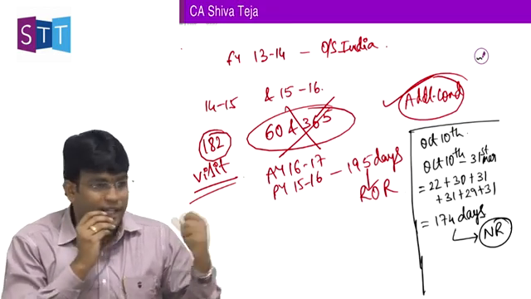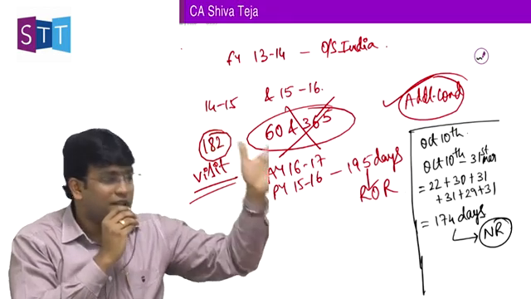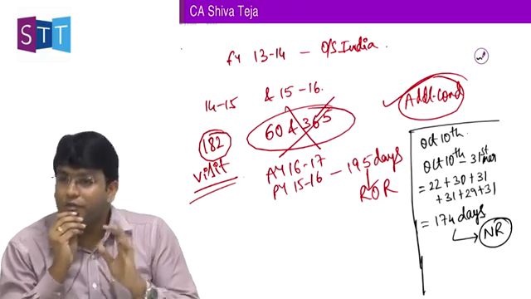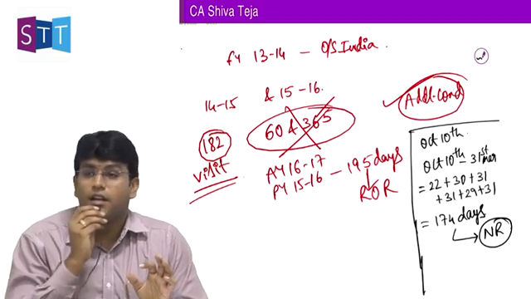Got the problem totally, sir? So the first case, what is the answer then? ROR. Second, what will be the answer? NR. Because of the concept of visit. Clear, my dear friends? Everybody?